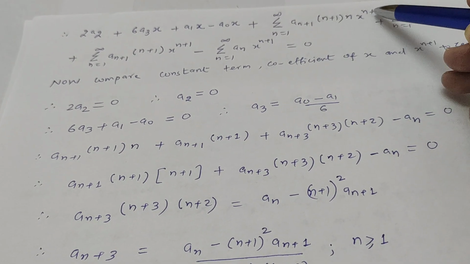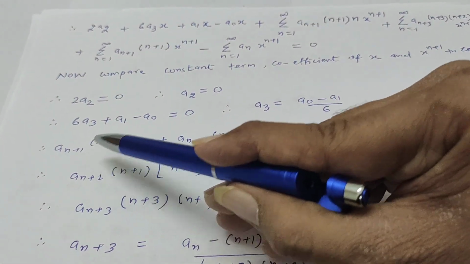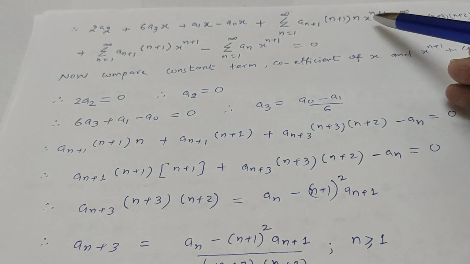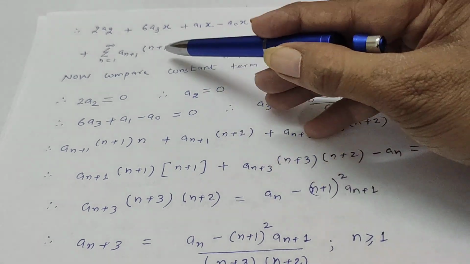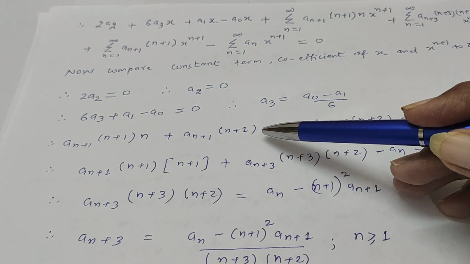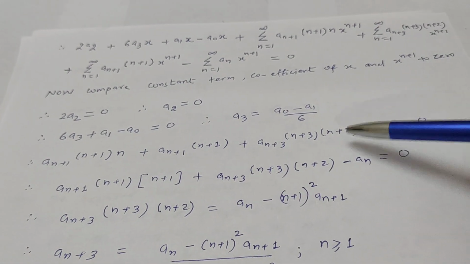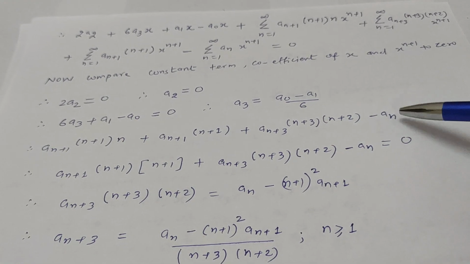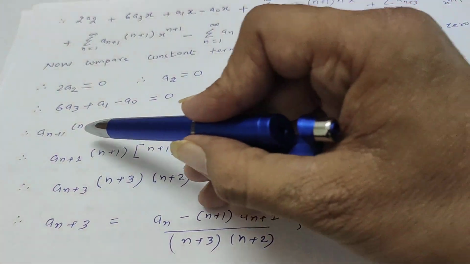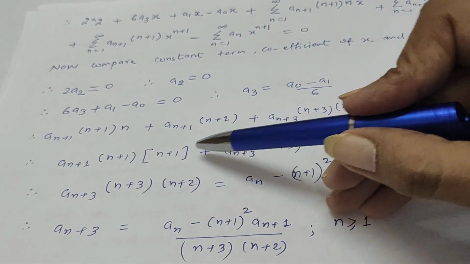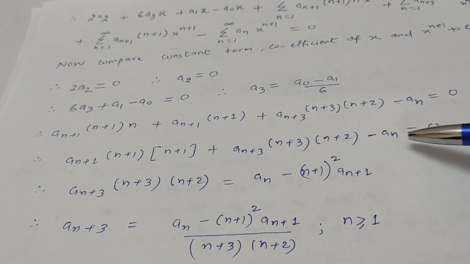Here the coefficient of x raised to n plus 1 is a_{n+1}(n+1)n. So we have written a_{n+1}(n+1)n. And then the coefficient of x raised to n plus 1 is a_{n+1}(n+1). And then the coefficient of x raised to n plus 1 is a_{n+3}(n+3)(n+2), and finally the coefficient of x raised to n plus 1 is a_n, so minus a_n equals 0. So from these two terms we have taken common a_{n+1} and (n+1). So in the bracket we have n plus 1 plus these terms as it is.